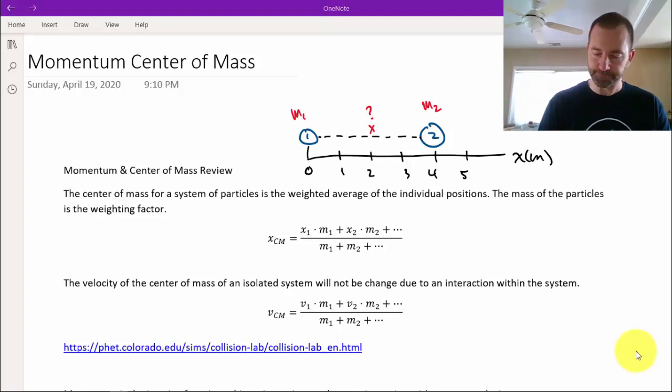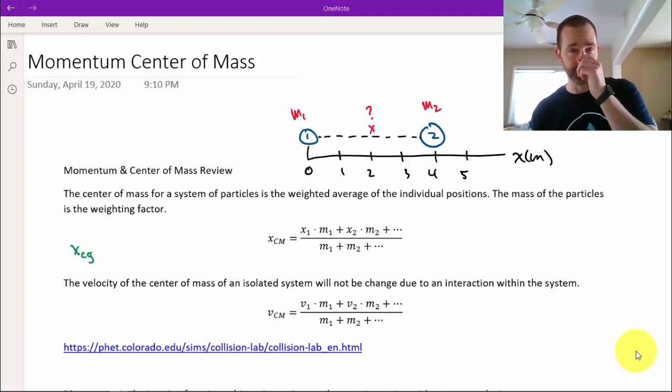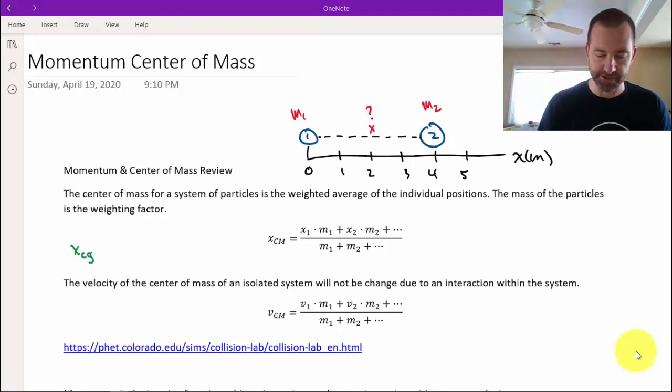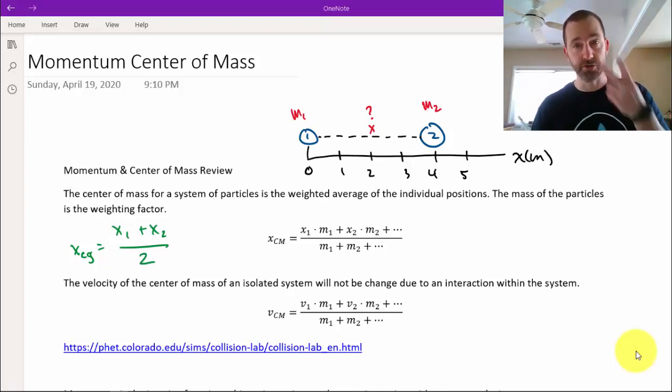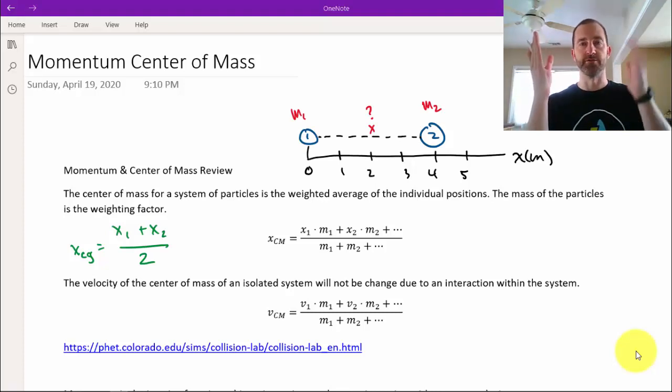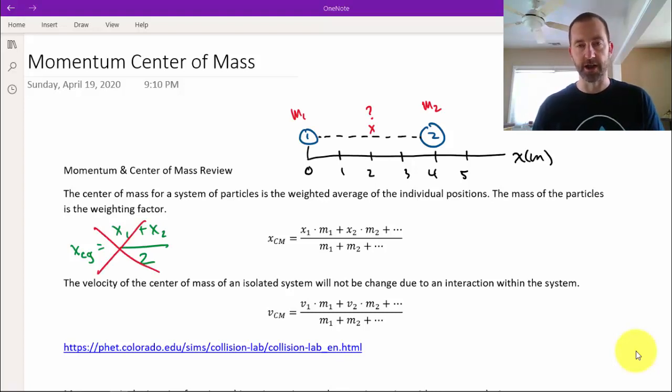We can find that with an equation, if we call it CG, not for center of gravity, that's maybe not the best notation, but just by averaging the positions: the position of object 1 plus the position of object 2, divided by 2 positions, just finding the mean value. That would give us 2 meters, because you have 0 and 4, halfway between them. It's 2. That makes sense. That's our center of geometry, but that's not what we're looking at here.